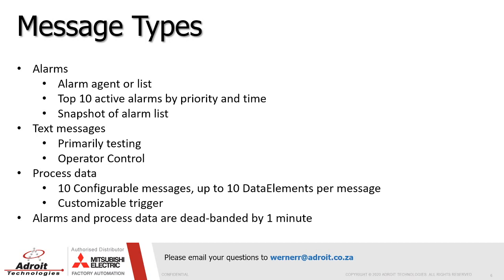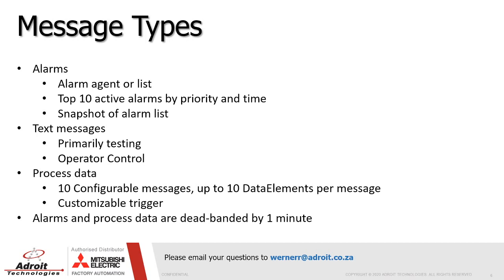Lastly, we've also created process data message types. So these are configurable message types where you type up your own custom message. You can include up to 10 data element values, live data element values in those messages, and you can configure up to 10 of these messages. They'll then get sent on a configured agent change. It's basically a trigger.